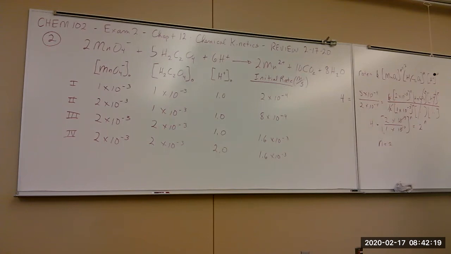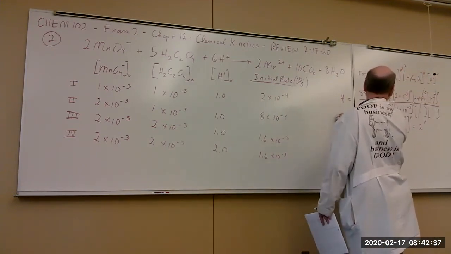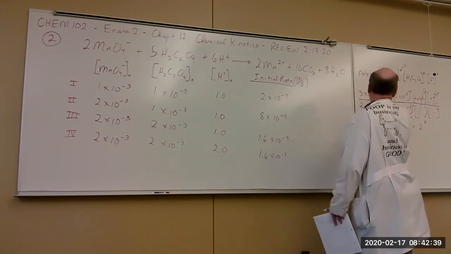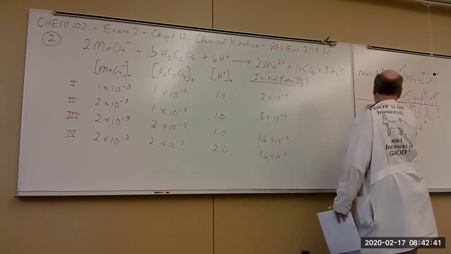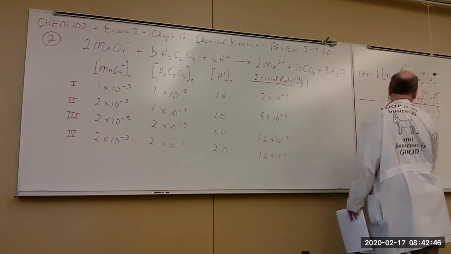That means this value is equal to 2. So you just do that again, or try to find one where these two are held constant and that one varies, and ratio those. Got a picture? Okay. So that gave us the n. Now we want to find out what m is.